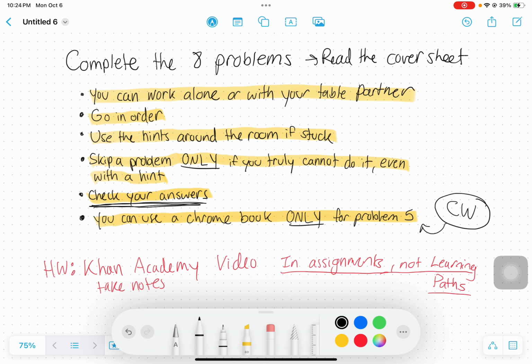You do not need to get a Chromebook now. You can wait until problem number 5 to get a Chromebook. When you are done with problem number 5, put the Chromebook away or close it at your desk. If you finish all 8 problems, you are welcome to work on your Khan Academy homework.